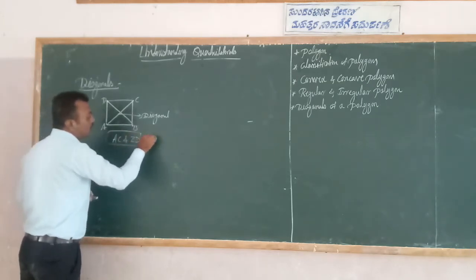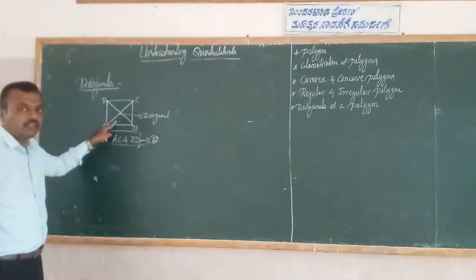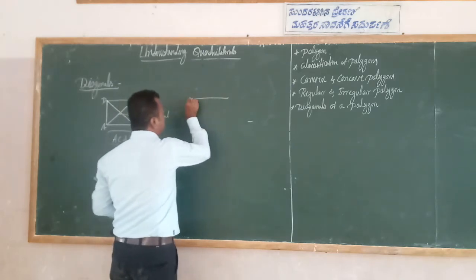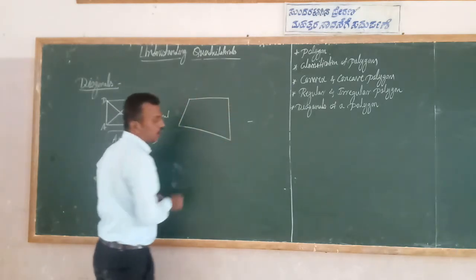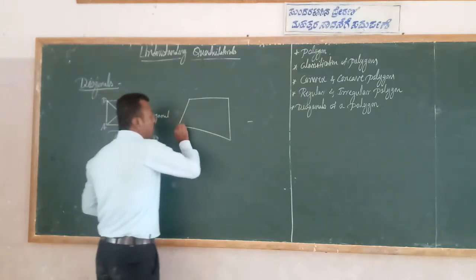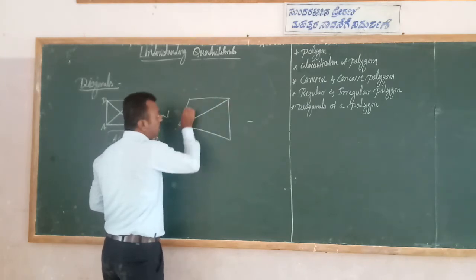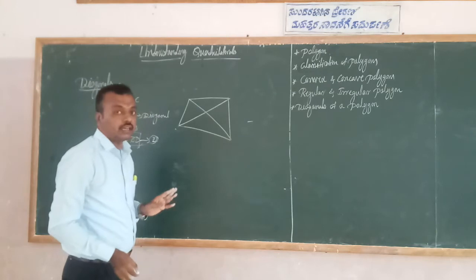How many diagonals are there? 2 diagonals. Can you understand? 2 diagonals are there in any quadrilateral, any kind of quadrilateral. You can draw it. See students, this is one quadrilateral. So I will draw the diagonals, joining opposite vertices. This is one diagonal, and this is also a pair of opposite vertices. This is also one of the diagonals.